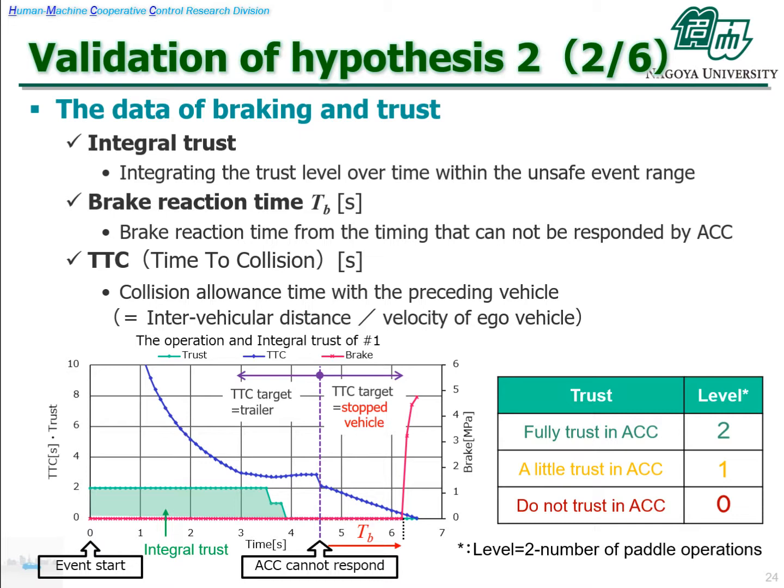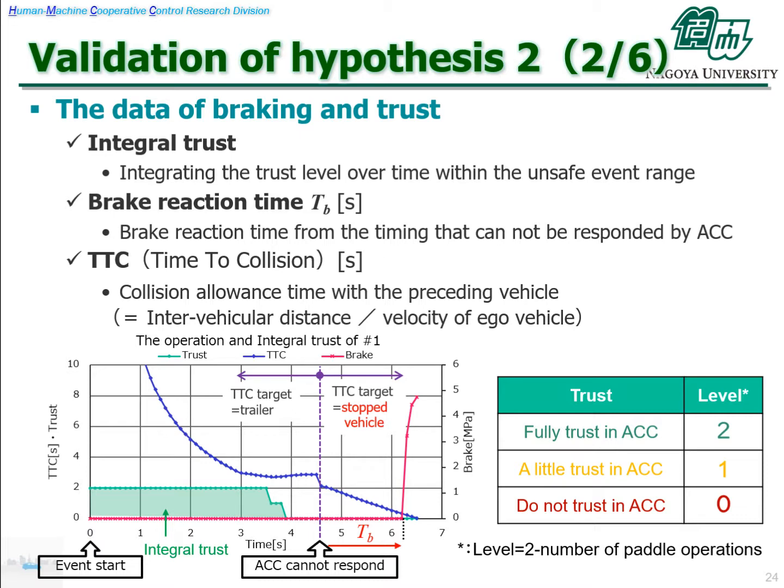For example, in this graph, the green color shows the integral trust. It is a summation of all the trust states from the event start to the end. We divided fully trust in ACC as 2 points, a little trust in ACC as 1 point, and do not trust in ACC as 0 point. The blue line shows the TTC, and the pink line shows the brake pressure.